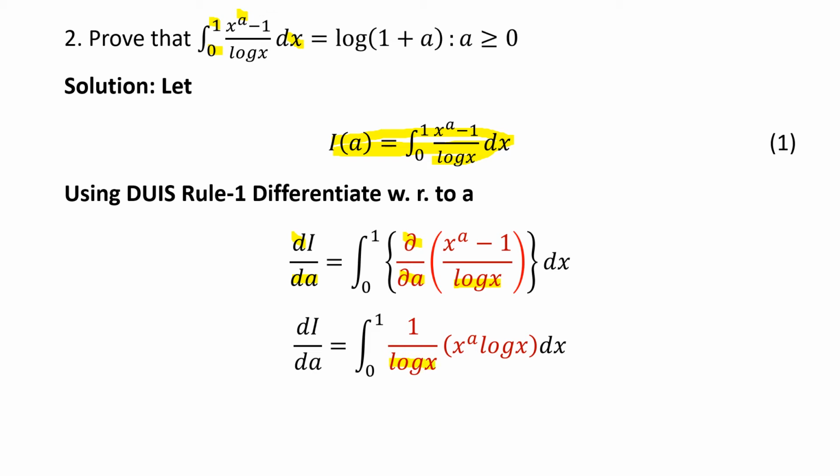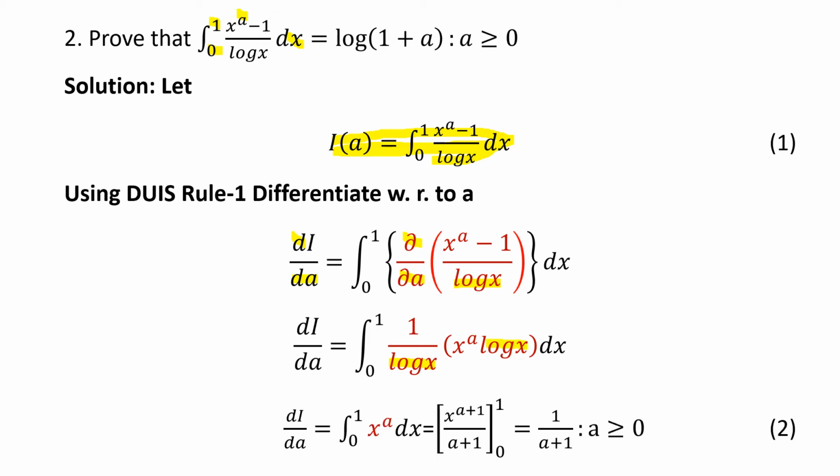Now the derivative of x^a: x is constant, a is the variable. So for a constant raised to a variable, the derivative is the constant raised to the variable times log of the constant. So it is x^a log x, and the derivative of minus 1 is 0, whole dx as it is. So here log x and log x get cancelled. You will get dI by da is equal to the integral of x^a dx from 0 to 1.